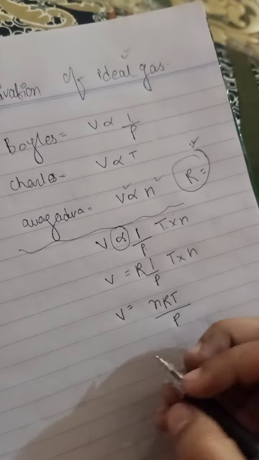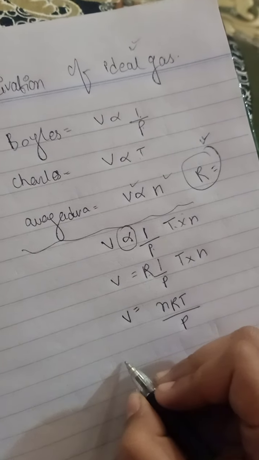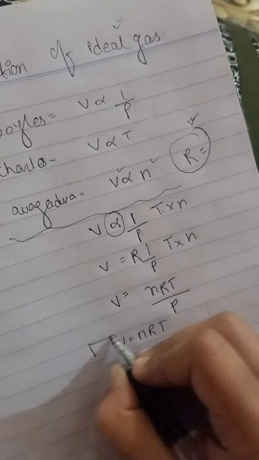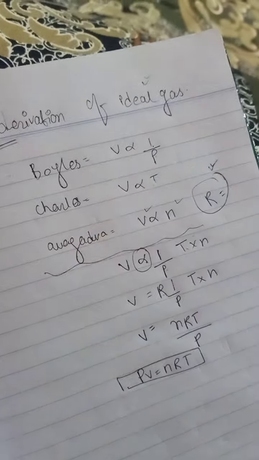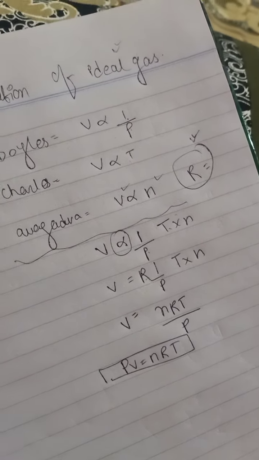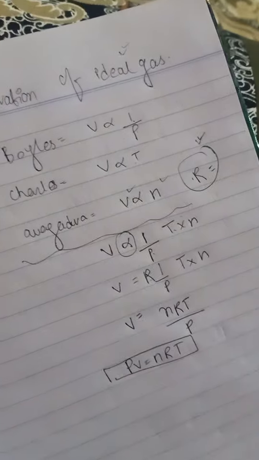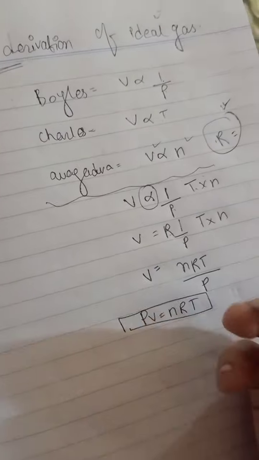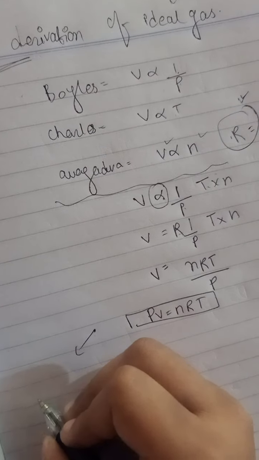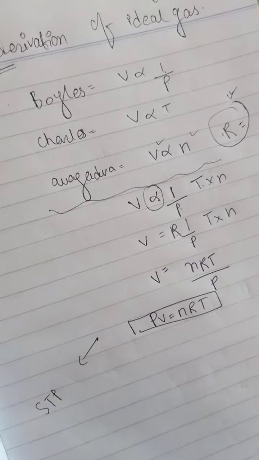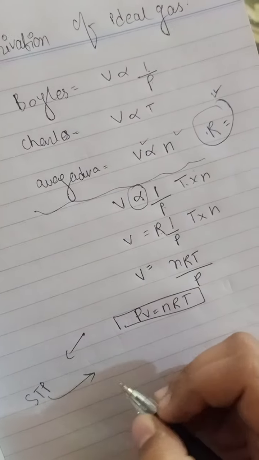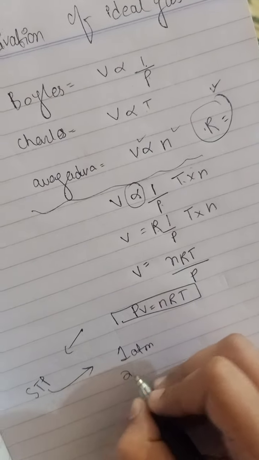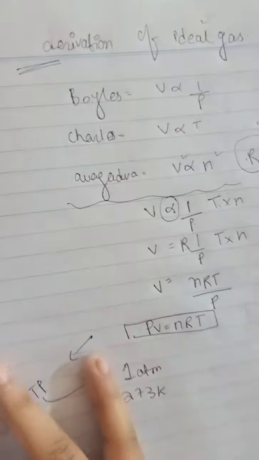And we can also write that as PV is equal to nRT. That is the equation of the ideal gas, and here we have a constant, that is R. This ideal gas equation is developed on STP, which is standard temperature and pressure, whose values we know: 1 atm, 273 Kelvin. These are the constant values.